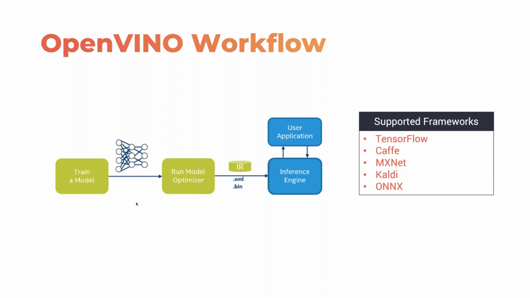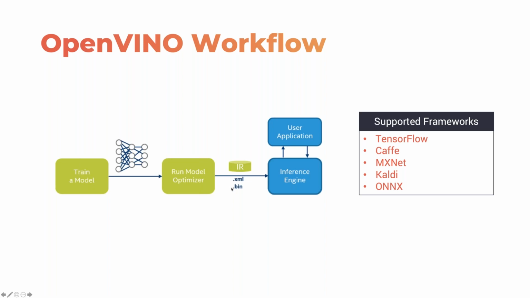Then you take that model and run it through the model optimizer. And model optimizer is a simple Python script that basically takes the fully trained model from one of the supported frameworks and optimizes it for edge platform. And the output of the model optimization results in platform independent, framework independent artifacts in the form of a .bin file and a .xml file.